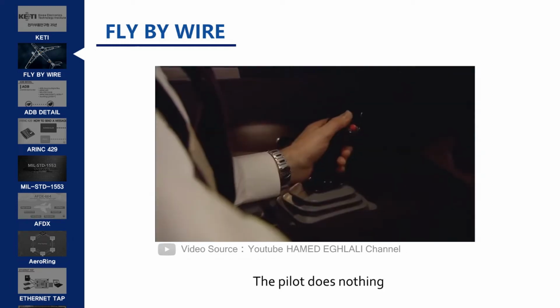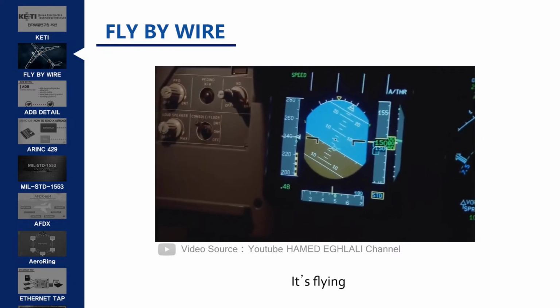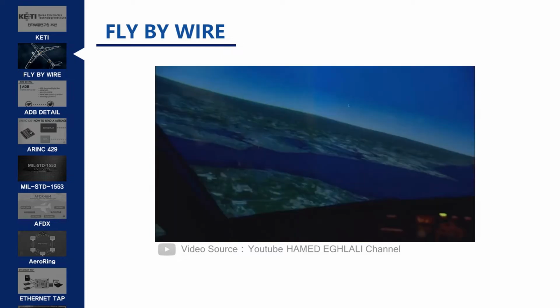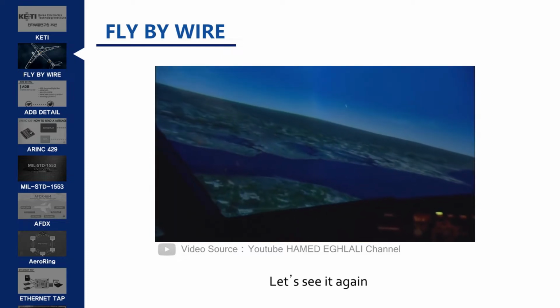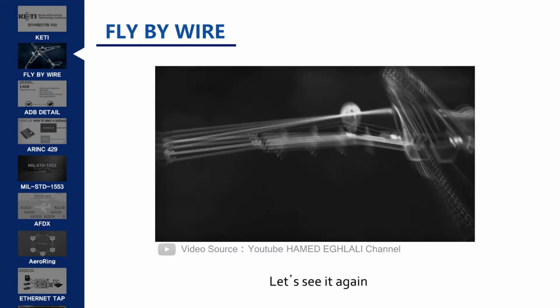The pilot does nothing. I take my hand off, vertical speed 0, 25 degrees. A command that endangers the safety of the aircraft. If the pilot were to lose control, vertical speed 0. The computer levels the aircraft.